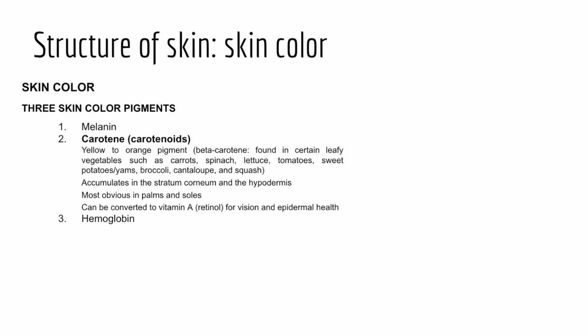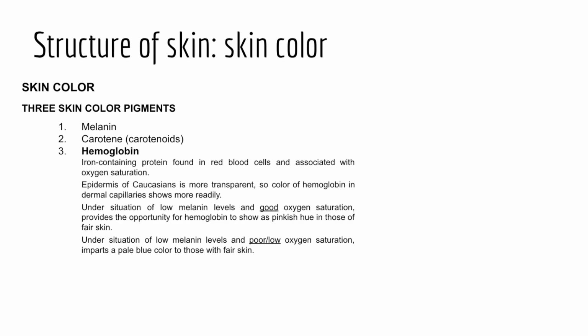Hemoglobin, an oxygen binding protein associated with red blood cells, is yet another contributor to skin color. While not a pigment directly, in pale skinned individuals with little melanin and a somewhat transparent epidermis, the crimson color of hemoglobin associated with red blood cells to carry oxygen circulates through dermal capillaries and may contribute to a pinkish skin hue.